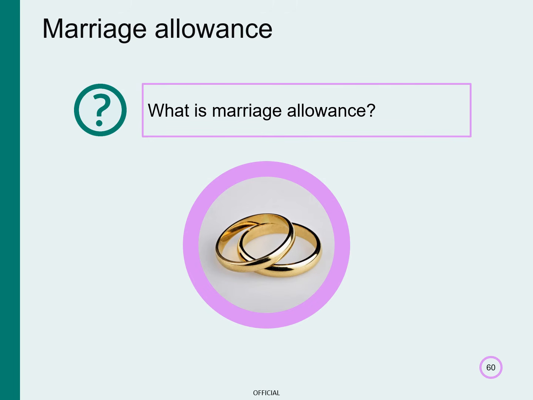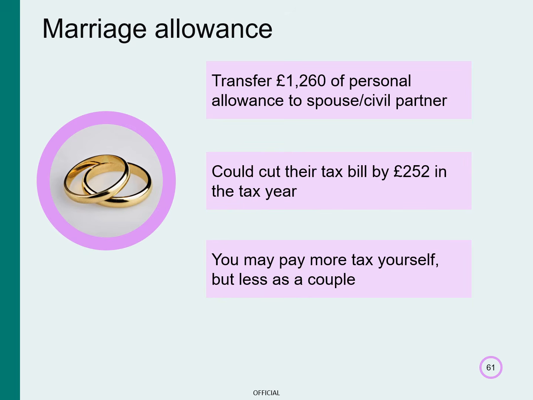Before we look at the next page of the tax return, we'll briefly explain what marriage allowance is. The marriage allowance allows eligible people to transfer £1,260 of their personal allowance to their spouse or civil partner. This could cut their tax bill by up to £252 in the tax year. However, you may pay more tax yourself, but you could still pay less as a couple.